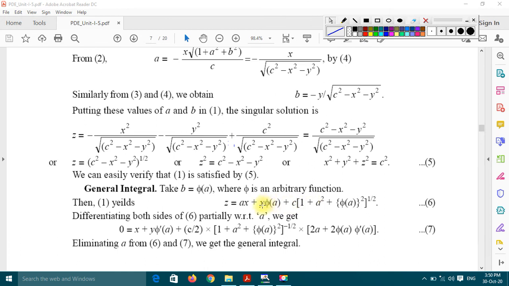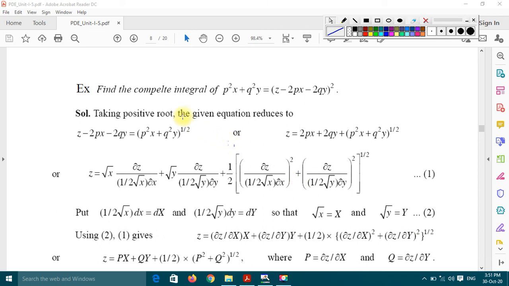Now differentiate this with respect to a partially. We get this equation: 0 is equal to x plus y phi dash a plus c by 2 into 1 plus a square plus phi a square whole power minus 1 by 2 into 2a plus 2 phi a into phi dash a. Now eliminating a with the help of equations 6 and 7, we get the general solution of the given differential equation. Okay, now I will stop here. Now we discuss another problem.